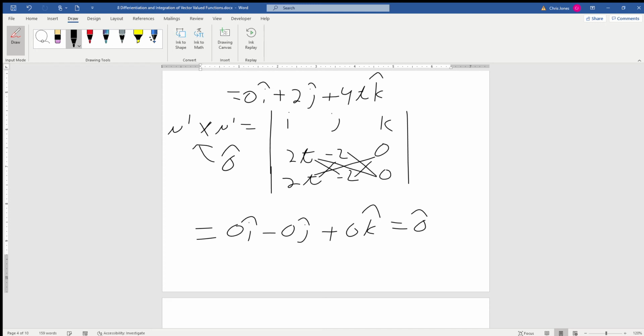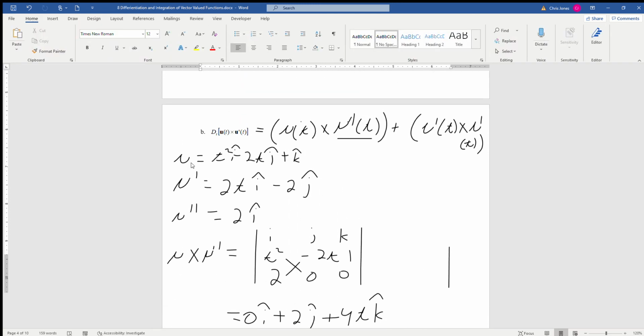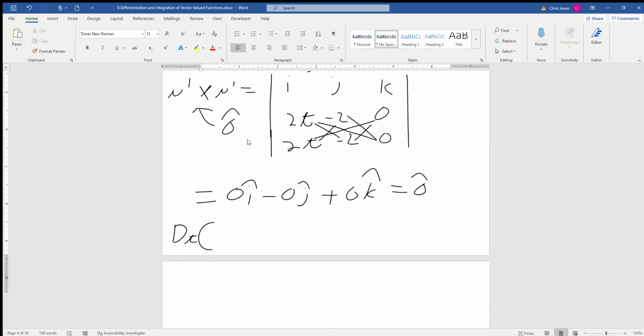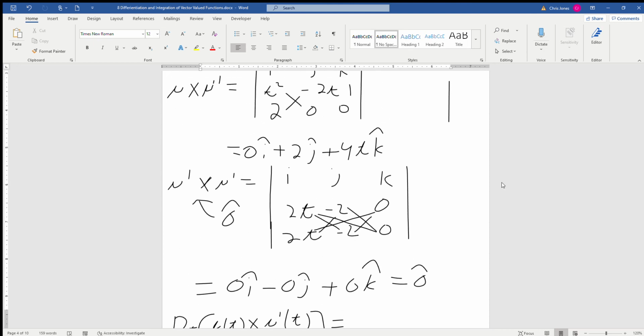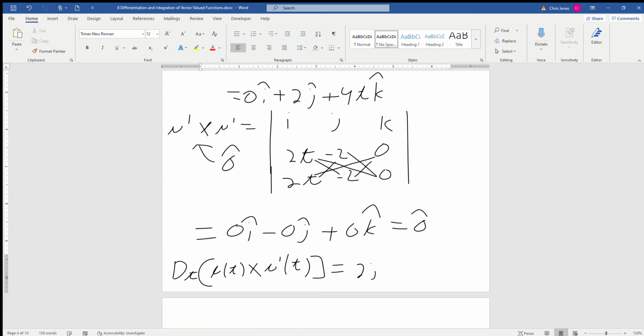So that means that if we find the derivative of u cross u prime, which was the original problem, remember we're finding u of t cross u prime of t, then that's going to be equal to 2j plus 4tk, plus the 0 vector, and we just end up with this. Okay, so that's not too bad.